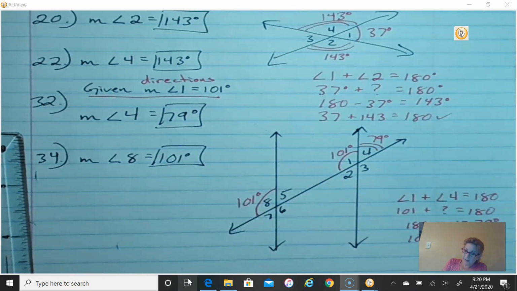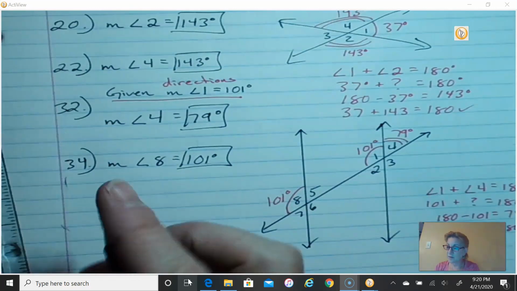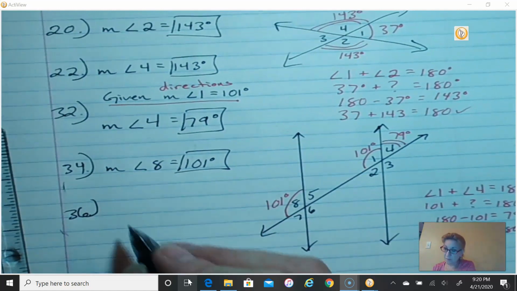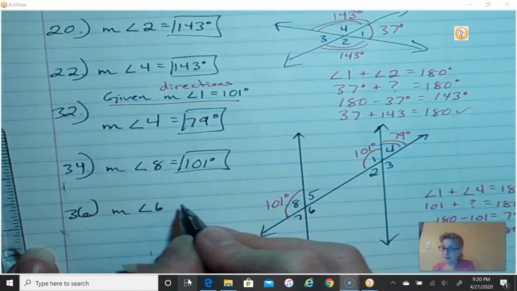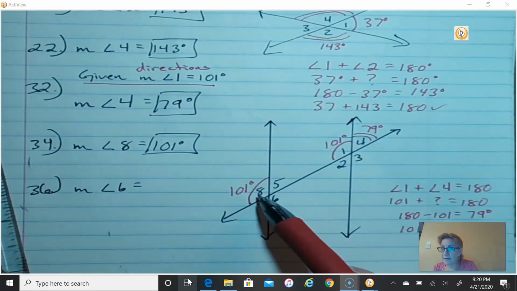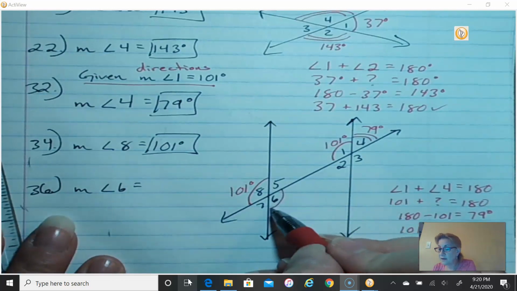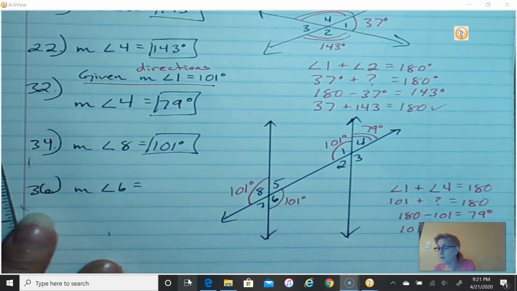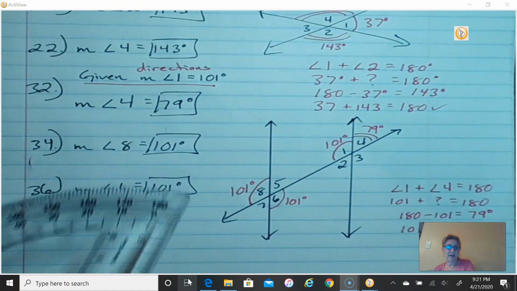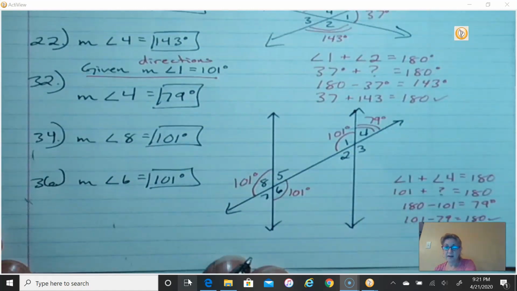Okay. What is 36? I'll do another one. I like doing this stuff. This stuff I have fun with. For 36, they want to know what's the measurement of angle 6. Well, if we know what 8 is, and 6 is directly across, then we know it's also 101. Okay, I think you're good.